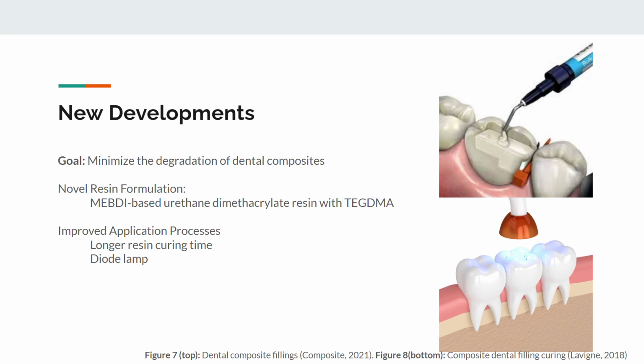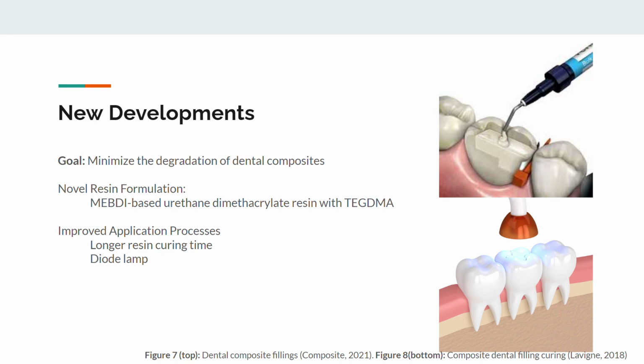Degradation of dental composites is an important focus in research, as the breakdown of resins can release harmful monomers into the user's body. To combat this, a novel resin was formulated with better mechanical properties than current dental formulations. This resin is an MEDBI-based UDFA with TEGDMA. Further research into the functionality and feasibility of this formulation must be done in the future.